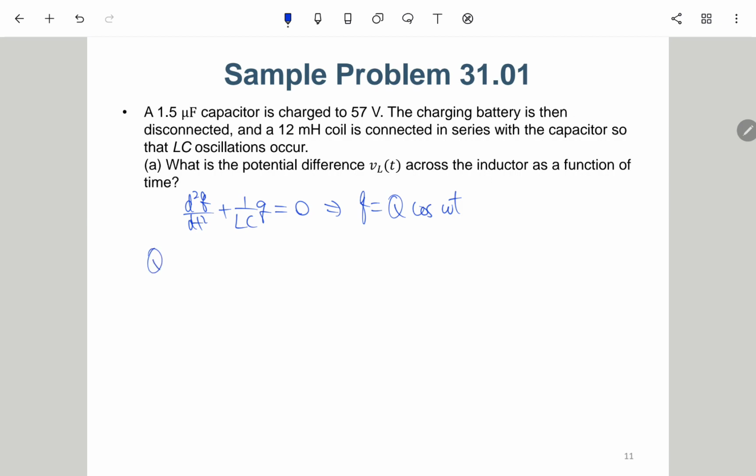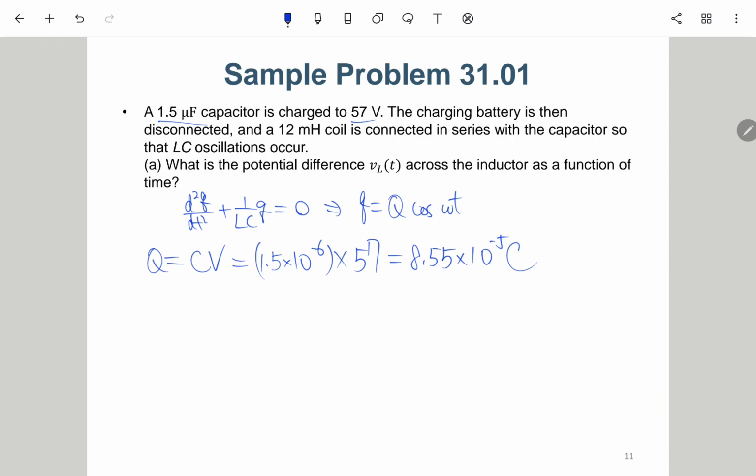Okay, so here we have Q equals CV, because at the beginning we have a capacitor connected to this battery of EMF 57 volt. So this is nothing but 1.5 times 10 to the negative 6, times 57, which is 8.55 times 10 to the negative 5th power C. So this is the initial charge on the capacitor.